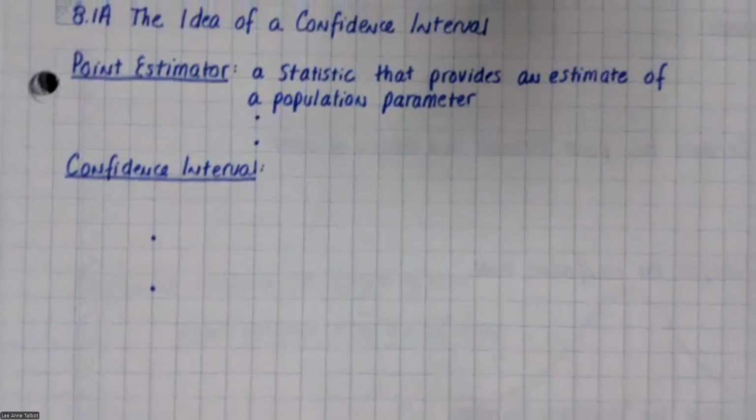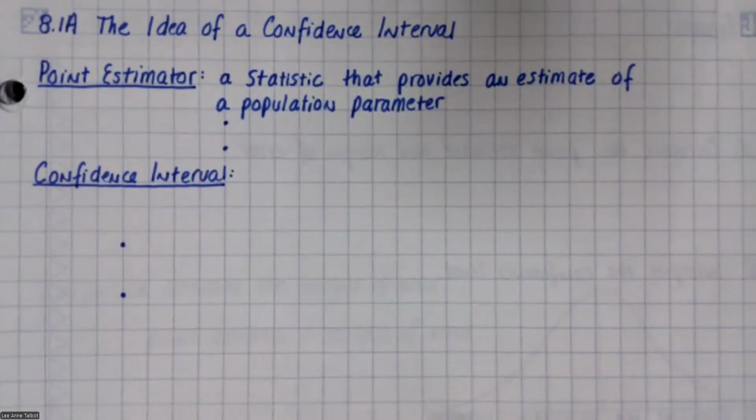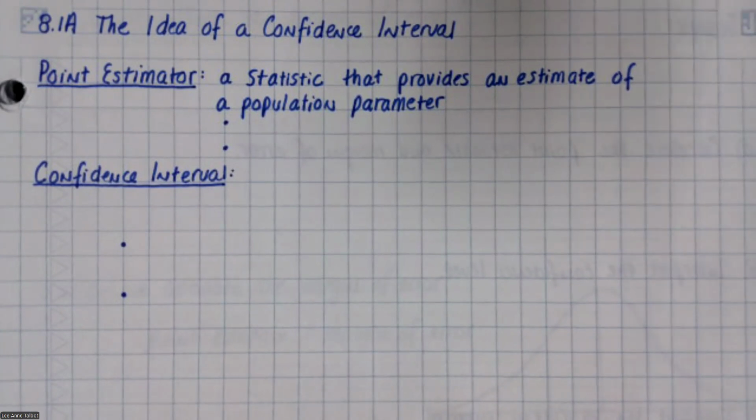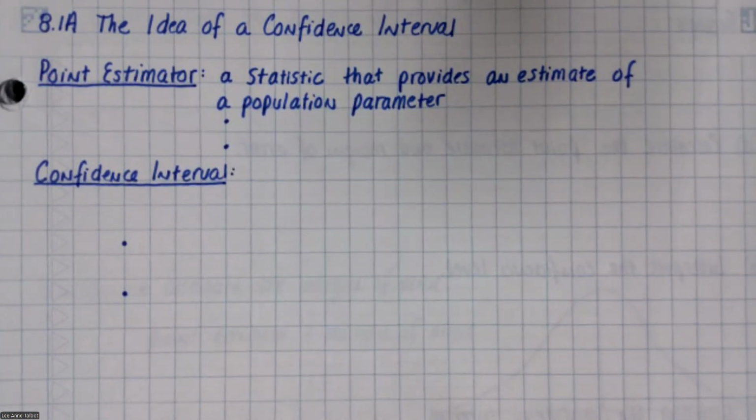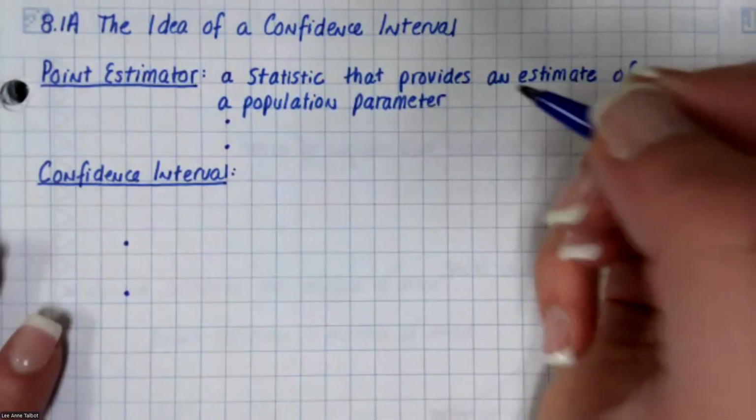Do you guys remember the two that we worked with in chapter 7? Sampling distributions of two different things. Think about your yellow sheet. There's two different ones. Means and population proportion. Okay. So those are the two we're going to work with in chapter 8.